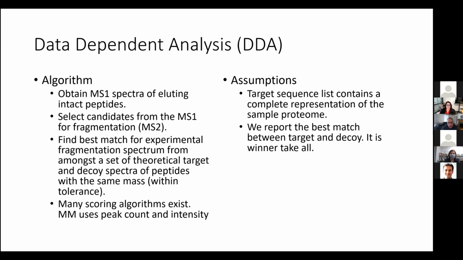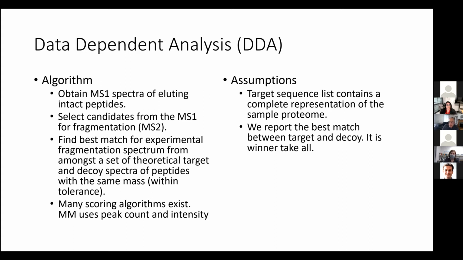As far as scoring the match, there are lots of different scoring algorithms. The algorithm we use in MetaMorpheus is basically just a count of matching peaks, which is an integer, and then we also tack on the fraction of matched intensity, normalized to 1. So if you normalize all the intensity of the spectrum to 1 and you match half of those peaks, you'd have a fractional intensity of 50%.